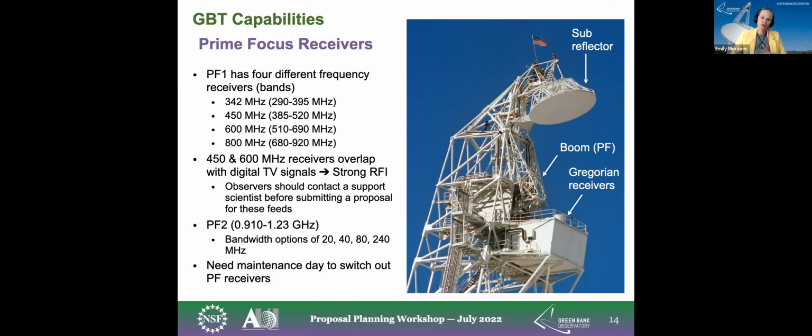Also, for these prime focus receivers and for the Gregorian receivers, the receivers that are on the telescope are determined by the demand of the accepted proposals. So we have a scheduling system that schedules observations, and we also switch out the receivers. If a lot of proposals requested 800, that one will be on the telescope more often than 342. And the same with the Gregorian receivers.